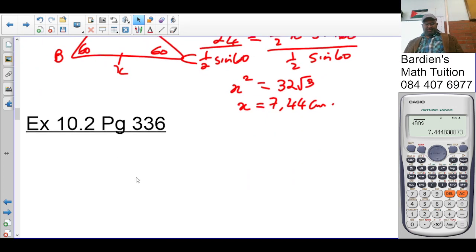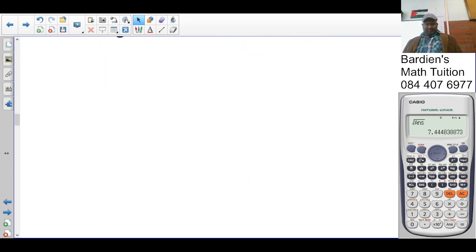Let's look at today's work. Today we're going to look at solving triangles that are non-right angled. For that we're going to have two cases. We can use the sine rule or the cosine rule, better known as the cos rule. That's when you're solving triangles that are not right angled.